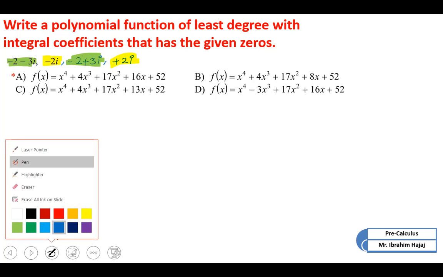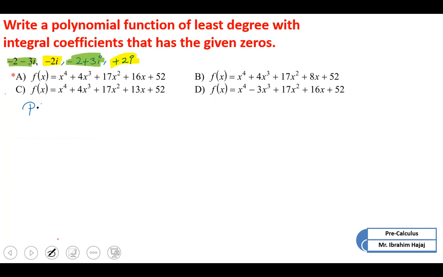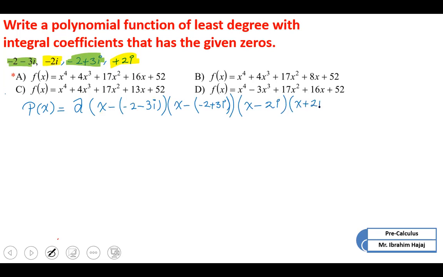Let's solve this question, guys. How to write the polynomial. So we write the polynomial p of x is equal to a into x minus negative 2 minus 3i multiplied by x minus negative 2 plus 3i. Okay? And next, x minus 2i and x plus 2i. It's simple and easy here.